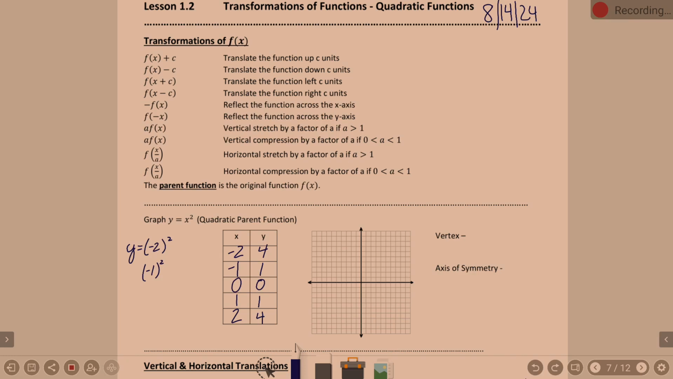Okay. Now, I'm going to encourage you to kind of memorize that chart. Be very familiar with it. Okay, I'll talk more about it as we use it today. Let's graph it. -2, 4 is left 2, up 4. -1, 1, left 1, up 1. 0, 0. Right 1, up 1. And right 2, up 4.